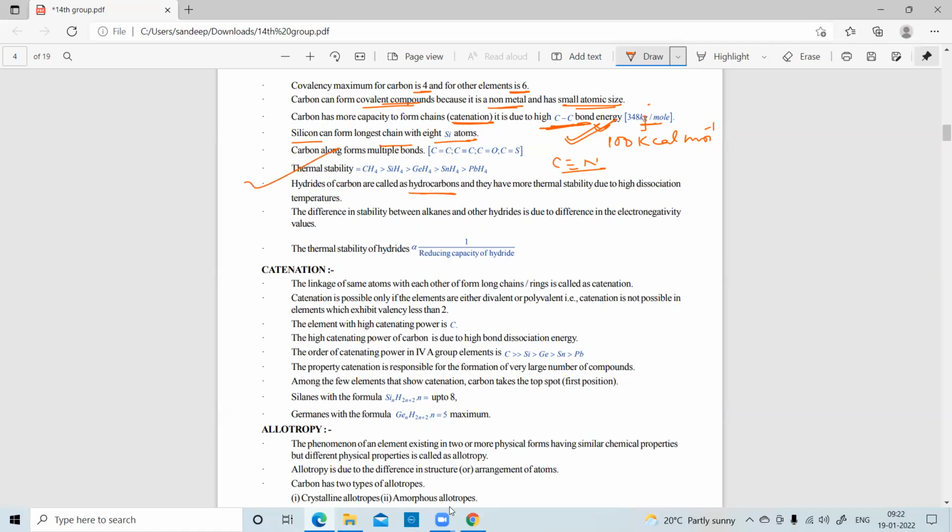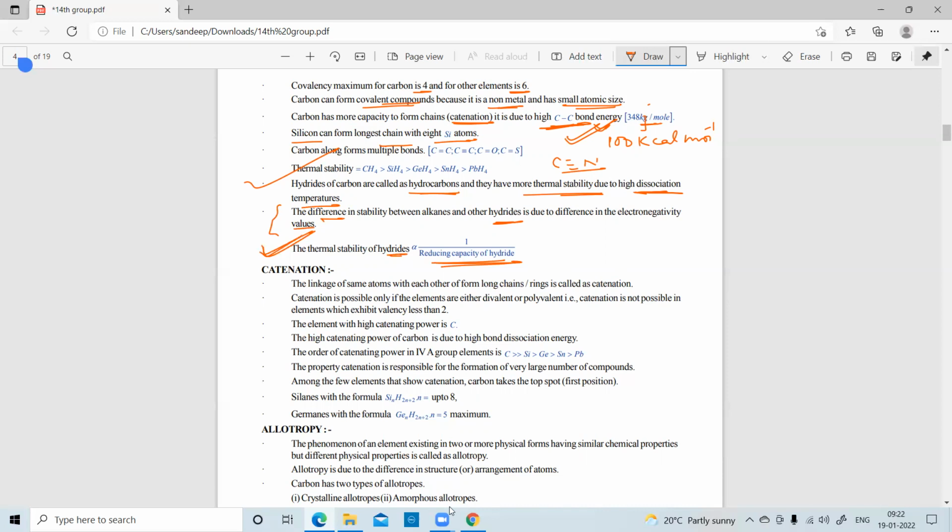Hydrides of carbon are called hydrocarbons and they have more thermal stability, with a high dissociation temperature, because they have higher bond enthalpy. So that requires high temperature to dissociate. The difference in stability between alkanes and other hydrides is due to the difference in electronegativity. The thermal stability of hydrides is inversely related to the reducing capacity of the hydride. So the more the reducing capacity, the lesser will be the thermal stability of the hydride.